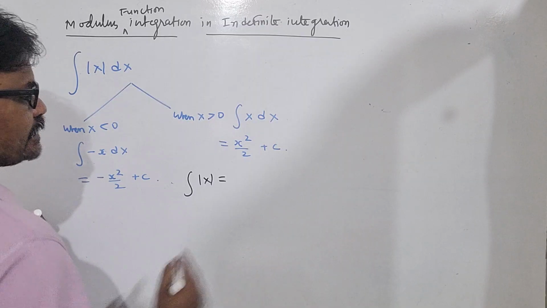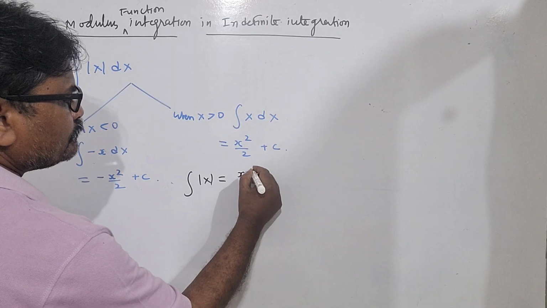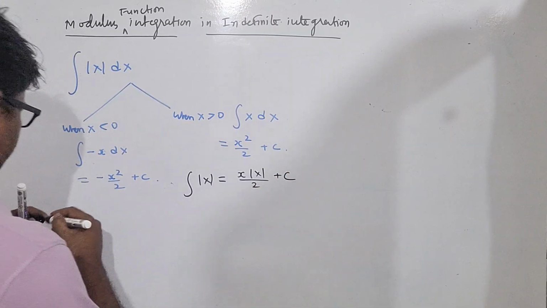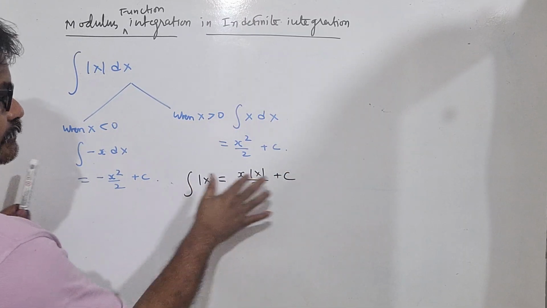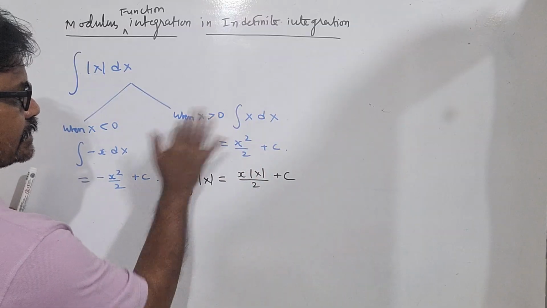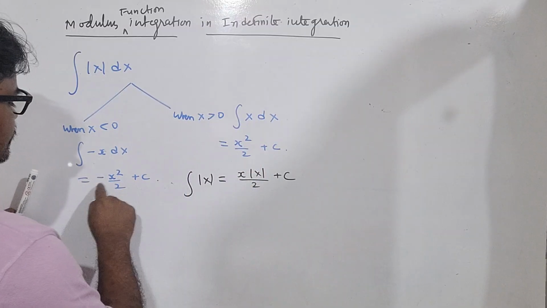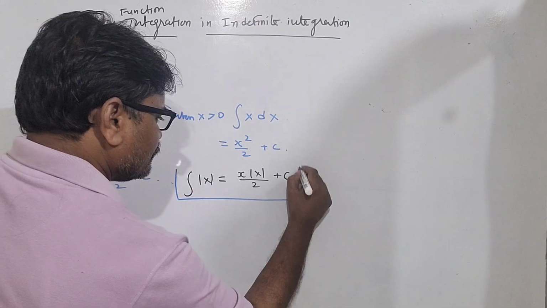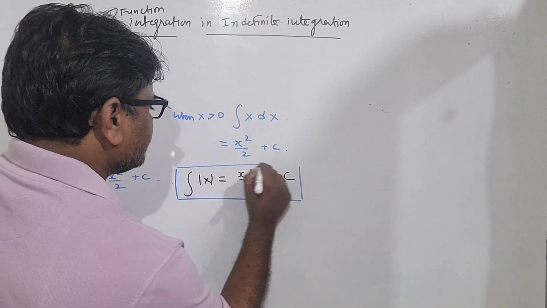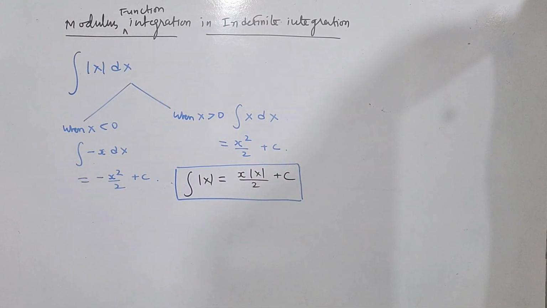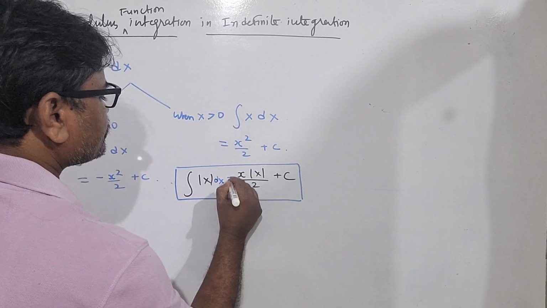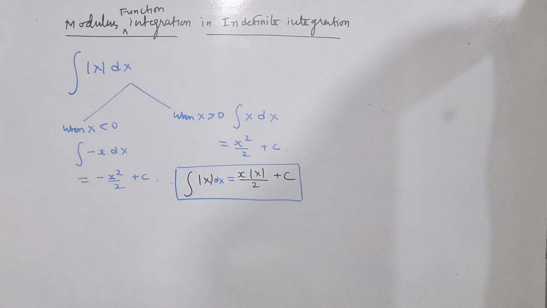Okay. So what is that? x into modulus of x divided by 2 plus c I can write down. This will be x square by 2 plus c when x is greater than 0, and this will be minus x square by 2 plus c. So this is one aspect of the indefinite integration of modulus of x dx. Correct?